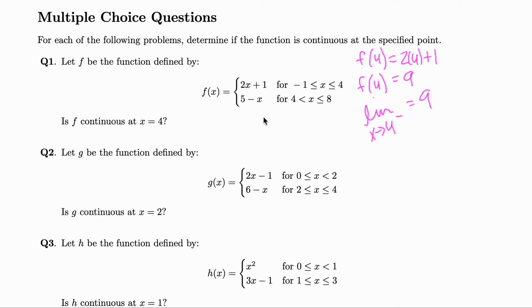Now, I'm going to have to take the limit from the right, which is where I use my bottom function rule. So here I'm going to be doing limit as x approaches 4 from the right, and then I'm going to do direct substitution. So 5 minus 4 is equal to 1. So again, in this case, we would say no, the function is not continuous because f of c does not equal the limit from the right, does not equal the limit from the left.